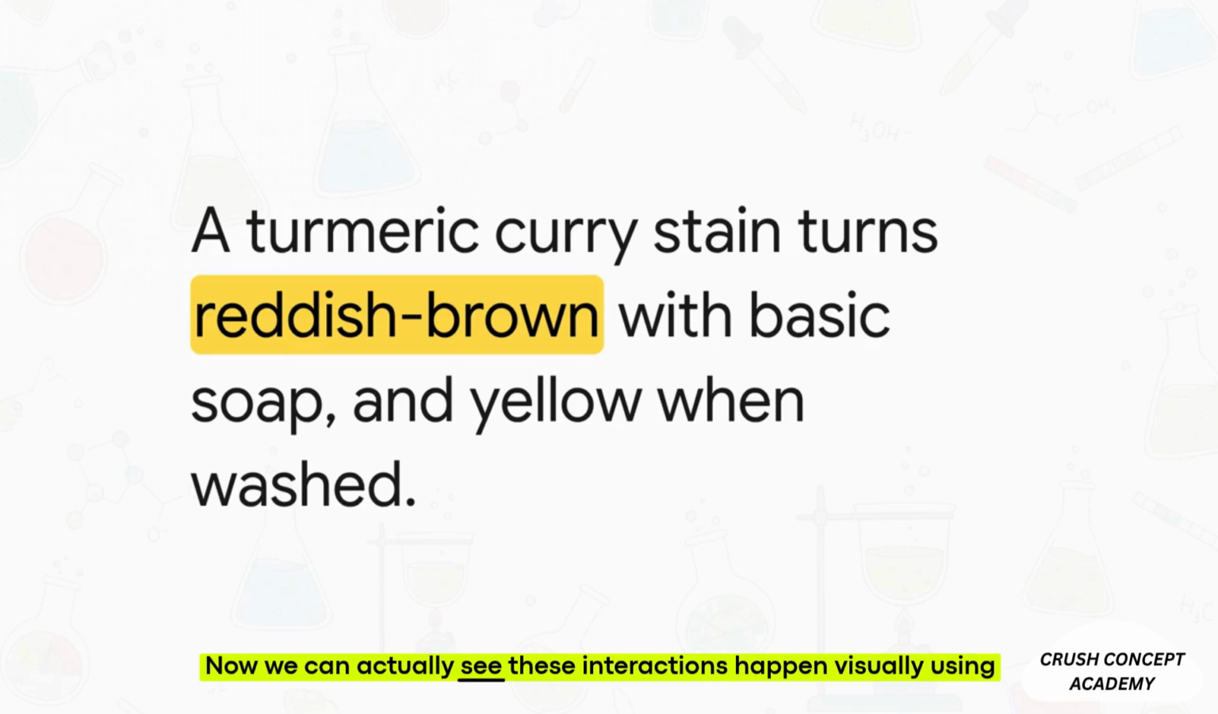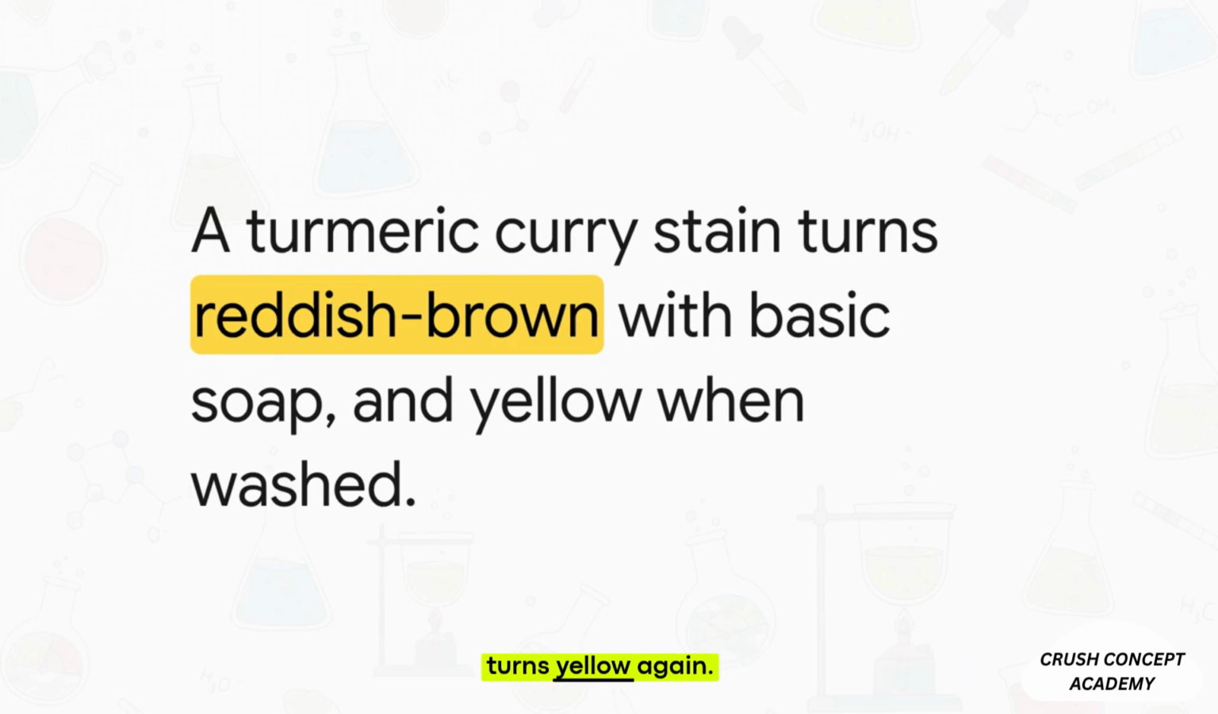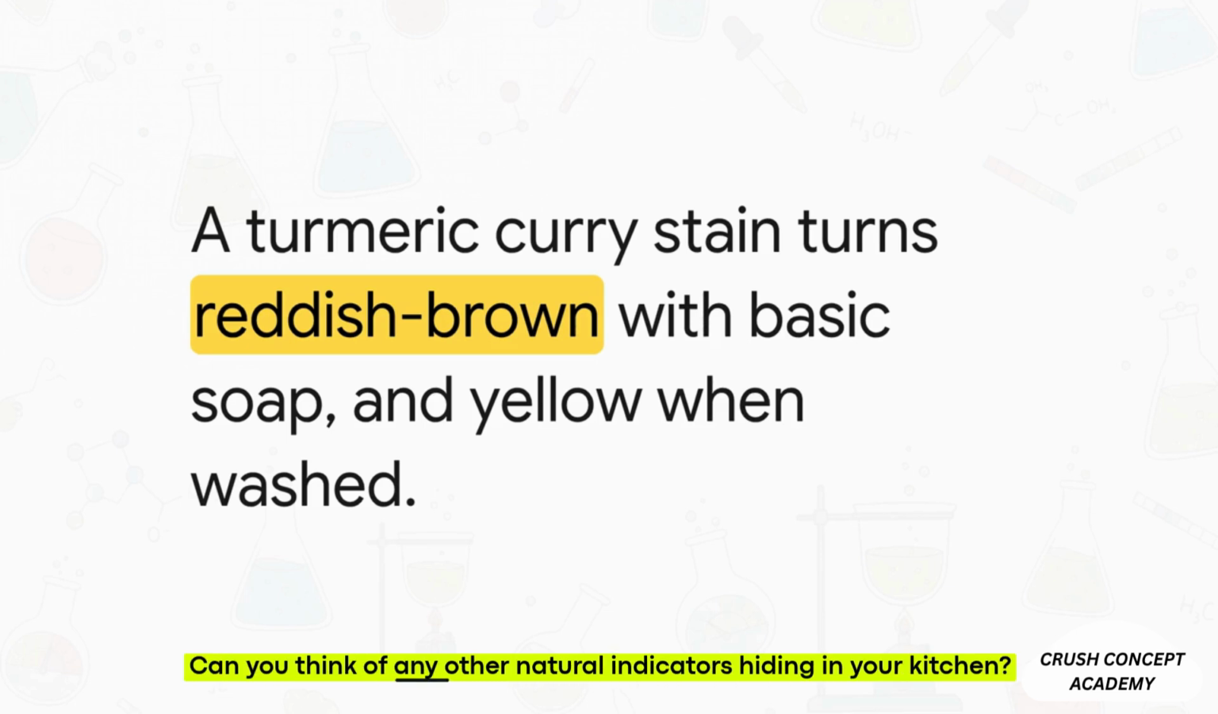Now, we can actually see these interactions happen visually using things we call indicators. Have you ever noticed how a bright yellow turmeric curry stain on a white shirt suddenly turns reddish-brown when you scrub it with soap? Well, that happens because soap is basic in nature and turmeric is a natural indicator. Then when you wash it out with plenty of water, it magically turns yellow again. So before we move on, here's a question to chew on. Can you think of any other natural indicators hiding in your kitchen?